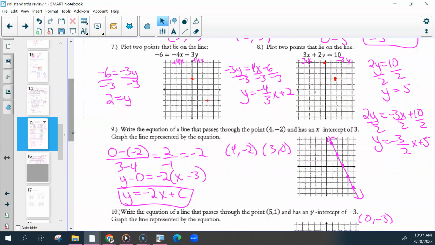For 7 and 8, you had to plot 2 points on the lines. You could have solved it, got your slope and y-intercept, and then used that. You could have used Desmos to plot the x and y-intercepts. So as long as you have 2 points that fall on the line, it doesn't matter what 2 points those are.